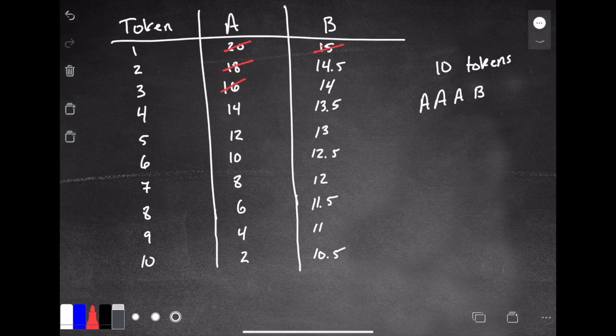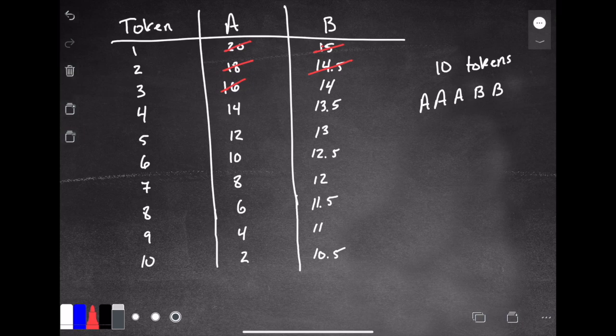With our fifth token, we can put it in A for the fourth time and get 14, or we can get 14 and a half by putting it in B again. 14 and a half is bigger, so that means we should put it there. Okay, so let's mark that.